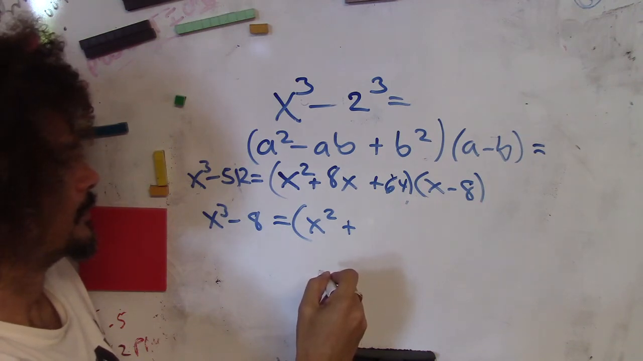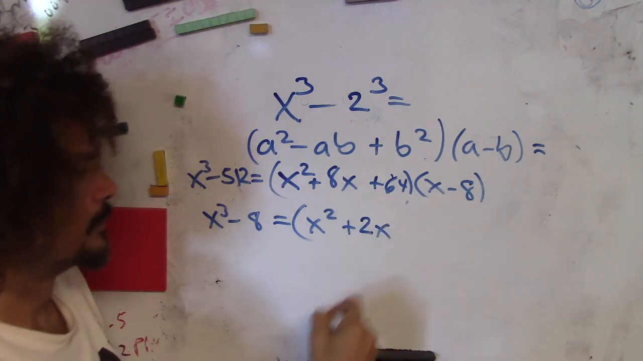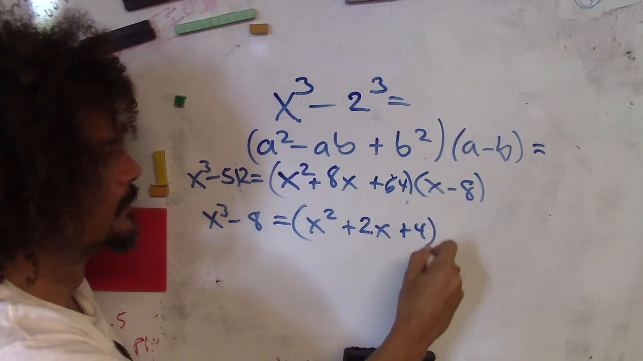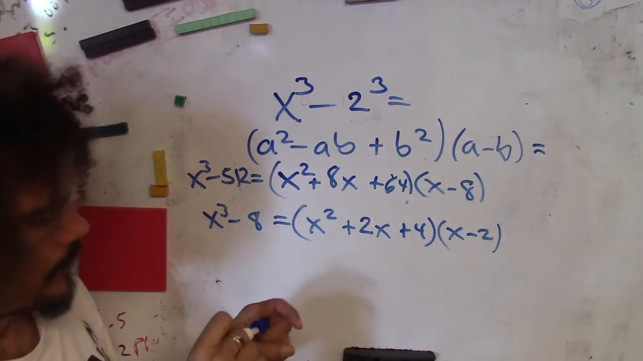X squared plus 2x plus 4, times x minus 2. There you go. Can you do the math?